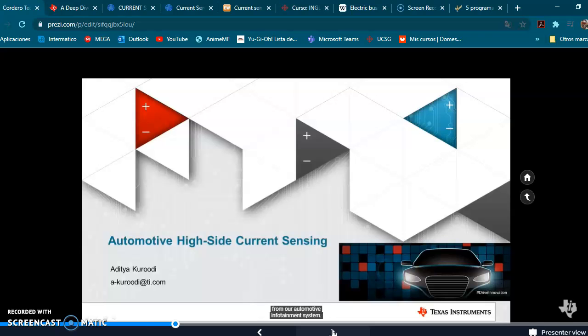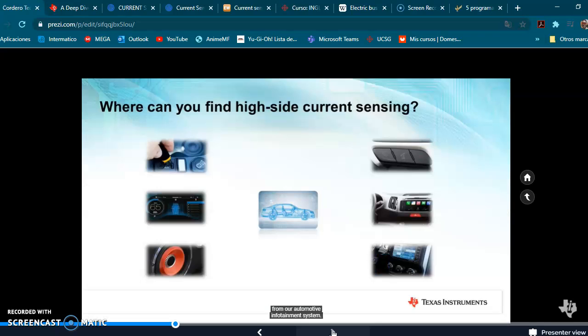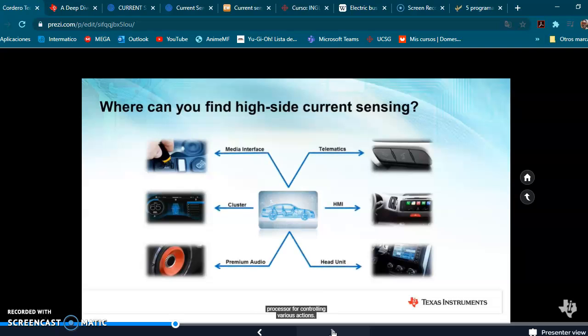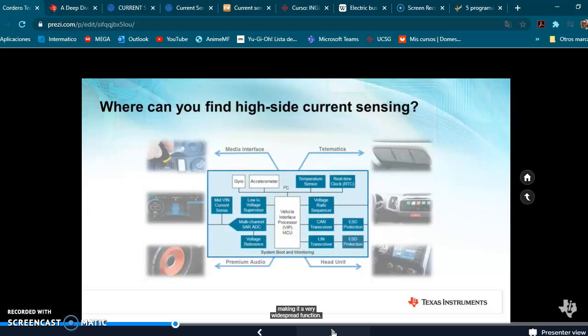So let's start our discussion with an example from an automotive infotainment system. Here's a simple graphic that provides an overview of the various systems in the infotainment enclosure space. Many of these systems will often include an MCU or application processor for controlling various actions. The MCU is surrounded by components that perform system monitoring and diagnostic functions, such as current sensing. So really, current sensing can be found in any automotive system with an MCU, making it a very widespread function.